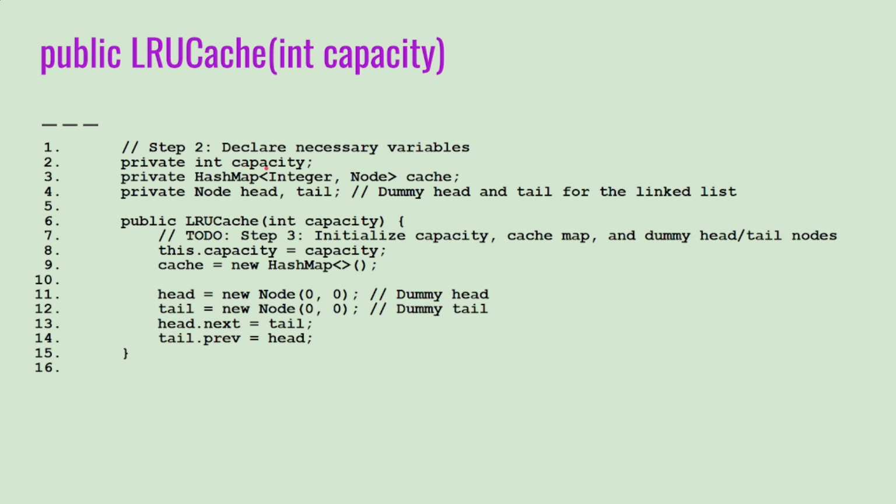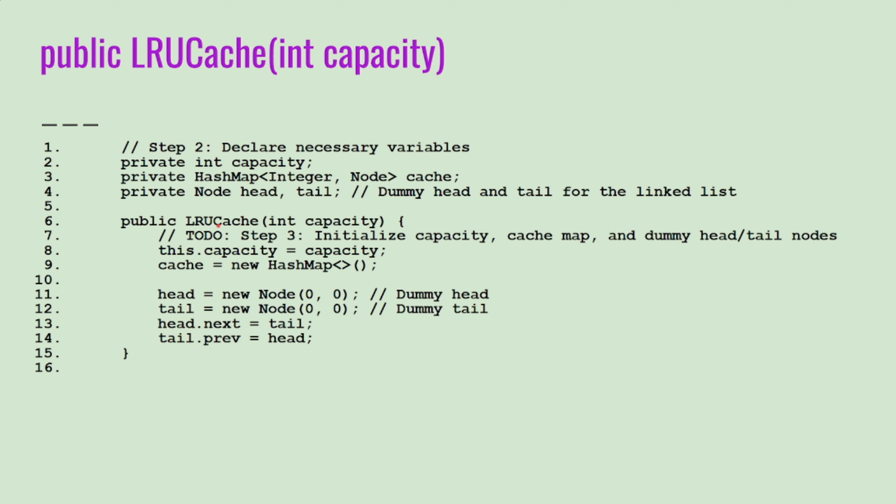So first of all, we'll take the capacity, then a HashMap where the key and value pair will be there, with key and the value being a node, which we have already seen. Node is a class that will contain key and value pairs. Then we'll have the node head and tail. We'll take two things, head and tail, the dummy head and tail for the doubly linked list.